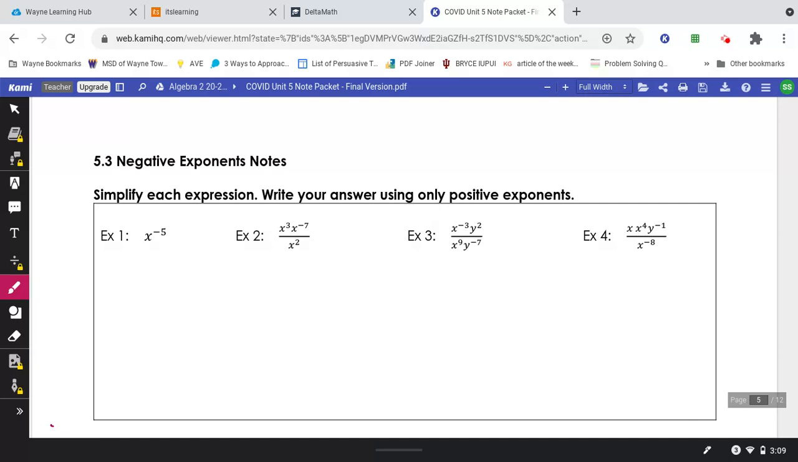I notice x to the negative 5, so I'm going to need to move that to the bottom of a fraction bar. When I do so, it becomes a positive exponent. And since I have nothing at the top, I'll go ahead and just put a 1 there as a placeholder.